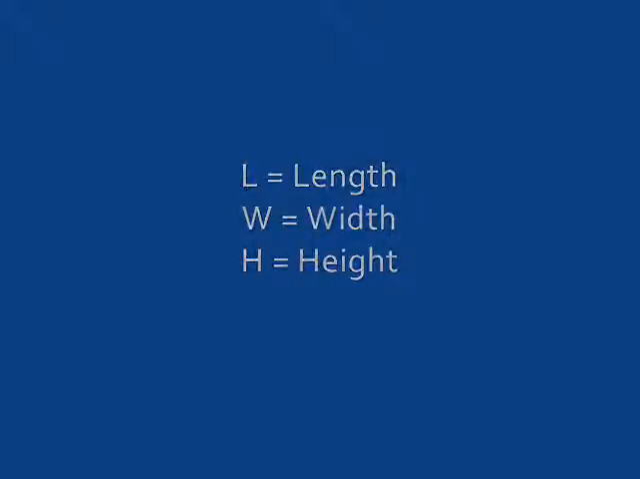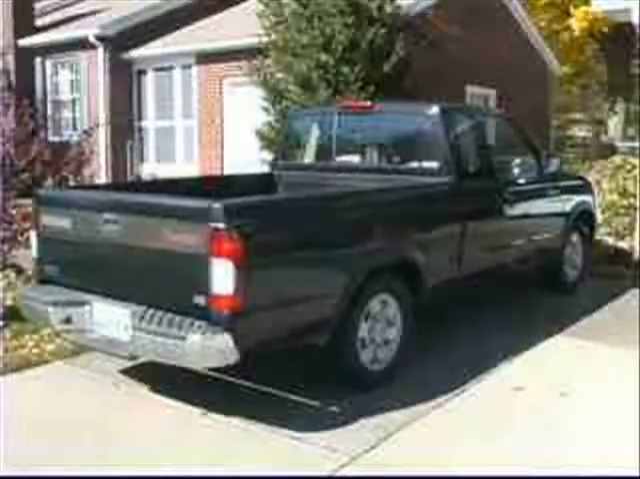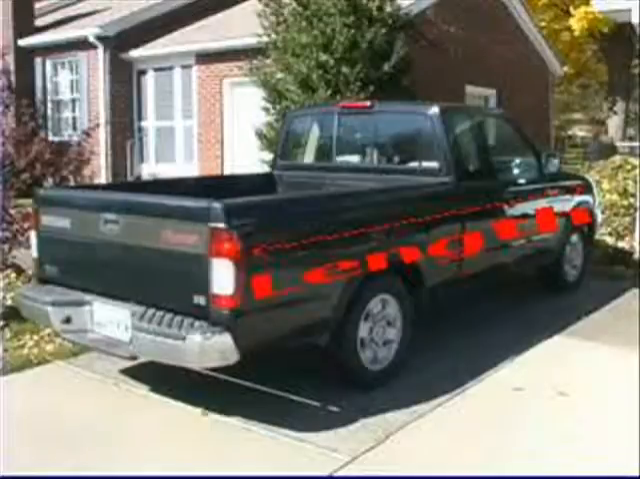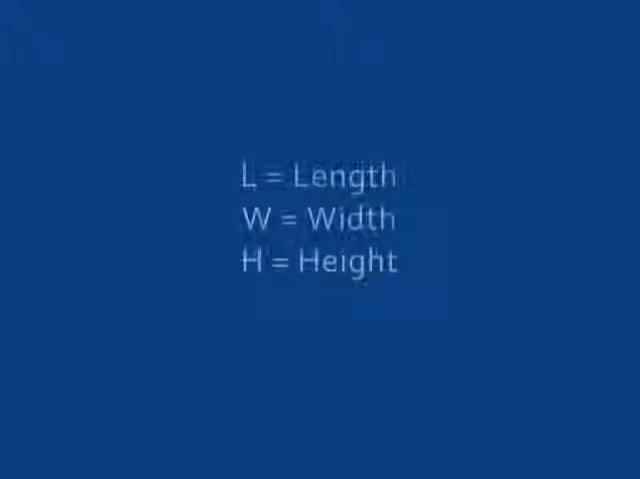Let's look at an example like this truck. What would its length be? Well, let's take the longest dimension, starting with the point that's closest to us, and measure to the point that's furthest from us. That's the length. Now our next dimension is width, or W. What is that? Well, let's look at another example.